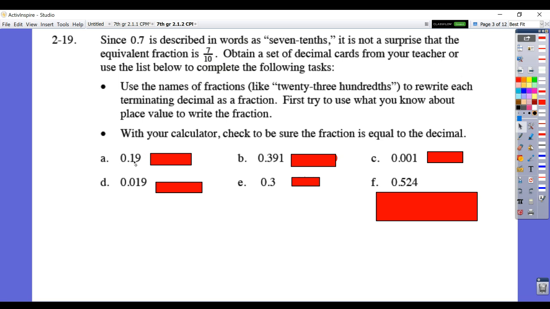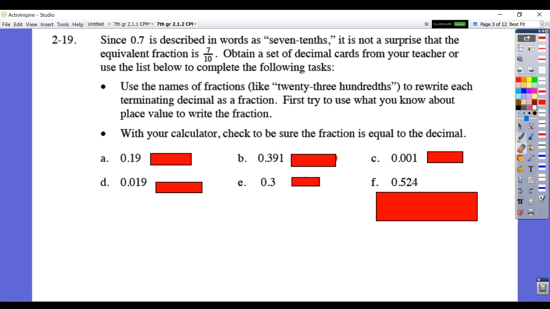If we were trying to think about how we would name this decimal, we would say 19 hundredths. This one would be 391 thousandths. Remember, we read it as though it's an entire number, and then we look at the last digit, what place value that's in is the correct place value. So 391 thousandths. This would be 1 thousandth. This would be 19 thousandths. This would be 3 tenths. And this would be 524 thousandths.